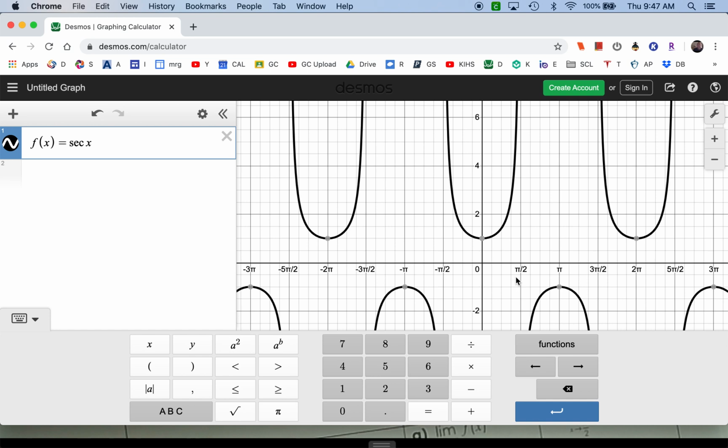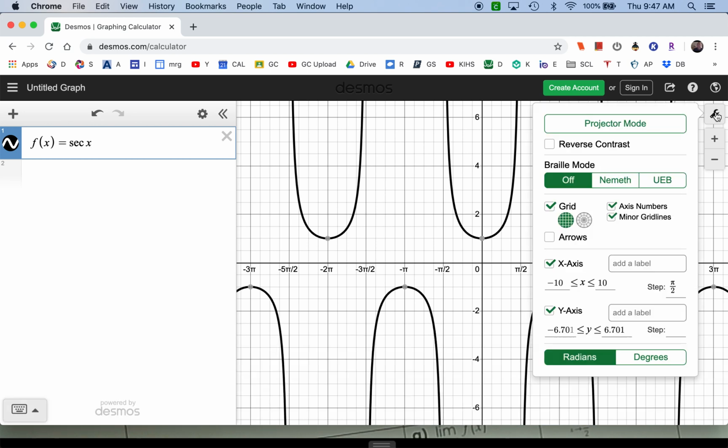So do you see at pi over 2? And I press the wrench to change the scale. Remember, this is what the scale looks like. So I just changed the x. Notice it changed from negative 10 to positive 10. It's really the step that I was looking at. So if I change the step, then I can actually see the scale in terms of radians. So let's get out of that.